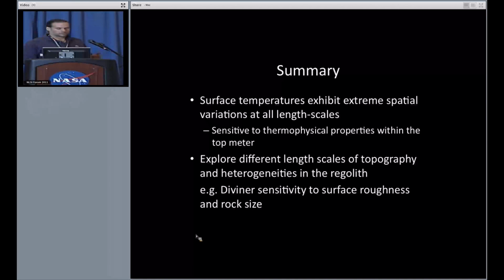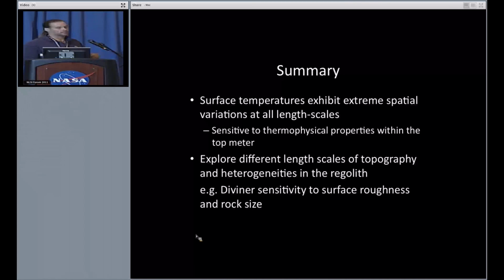What we're trying to do here is really understand how these very extreme variations in temperature at scales much smaller than the Diviner footprint actually translate into a single measured temperature. So we're looking at some integration of a lot of temperatures, and those surface temperatures are going to be very sensitive to the thermophysical properties of the regolith, especially within the top meter, where heat flow is really dominated by solar forcing.